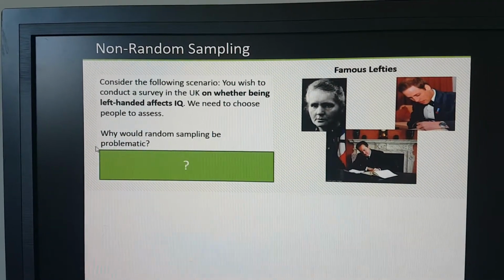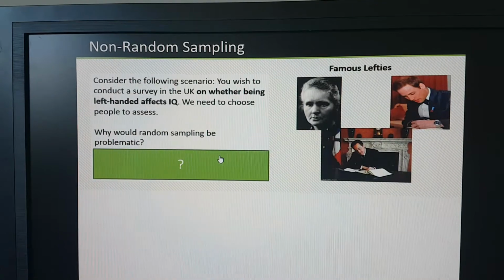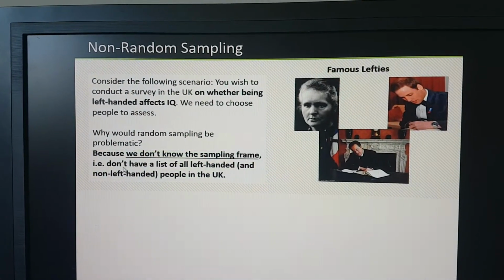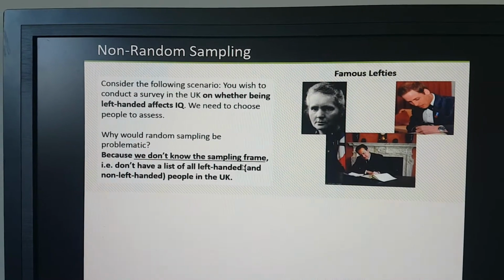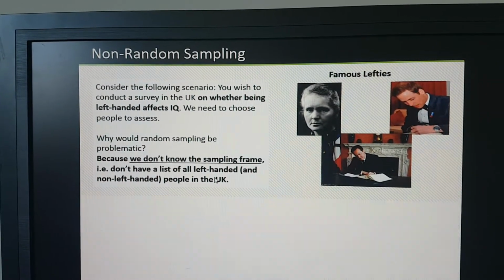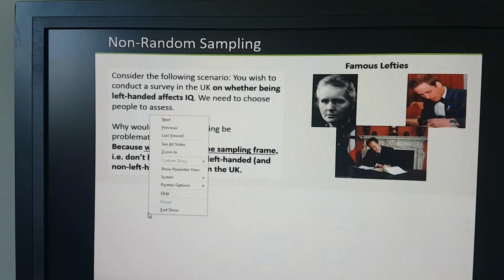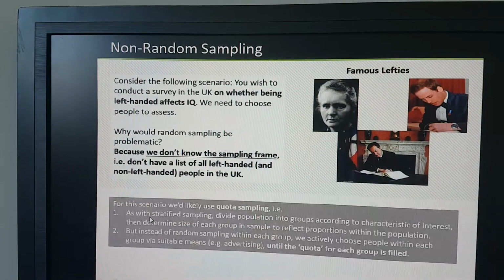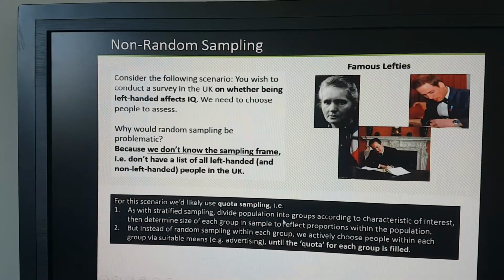And why would random sampling be problematic? Because we don't know the sampling frame. First of all, we don't know it. We don't have a list of all left-handed people in the UK. That's why we will use quota sampling, for example.